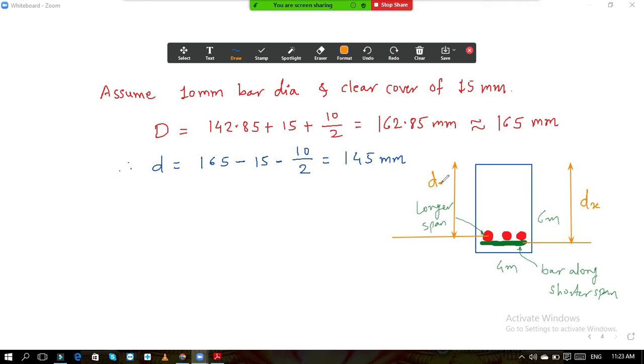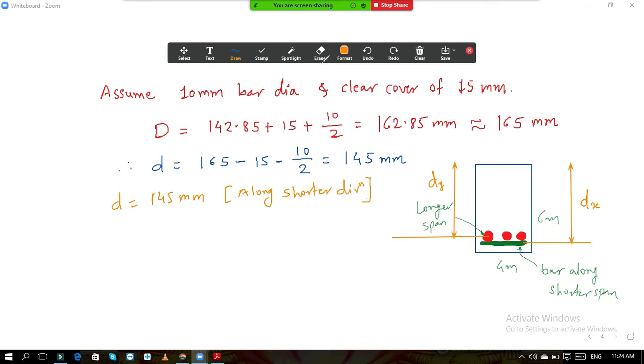Shorter or longer, you remember this, instead of dx dy, shorter or longer. Okay, so this is the depth along longer direction. And now if I want to calculate the depth along longer direction, then how should I calculate? So here I will write d is equal to 145 mm. This is along shorter direction. This is the effective depth along shorter direction.